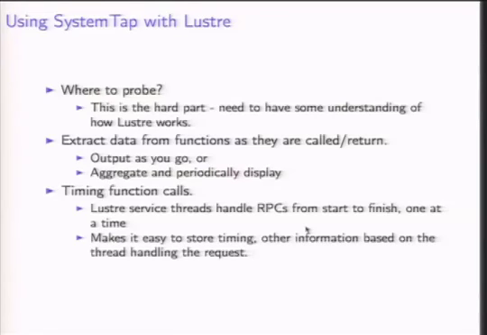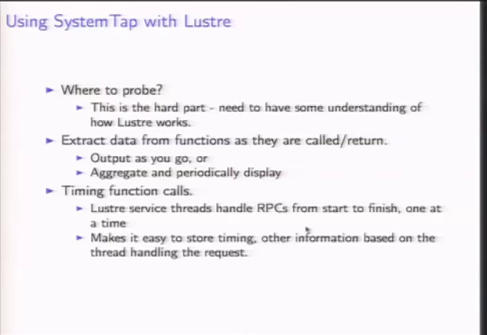Using SystemTap with Lustre is pretty easy. One of the most difficult parts, though, is deciding where to probe for information. You do need to have some understanding of how Lustre works. If you look at "Understanding Lustre File System Internals" from Oak Ridge and various people formerly from Sun and now elsewhere, mostly Whamcloud, it's a good high-level overview, and that plus Cscope and spending some time digging around the Lustre source code will help things out.